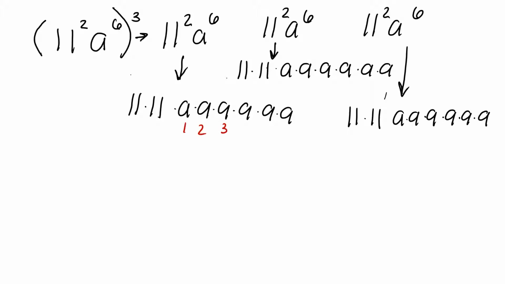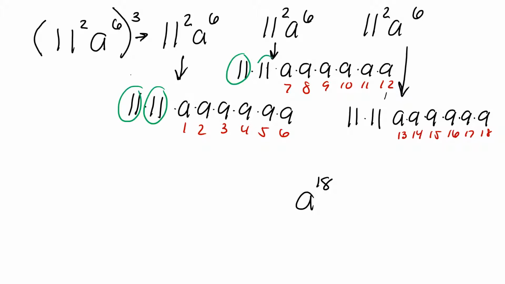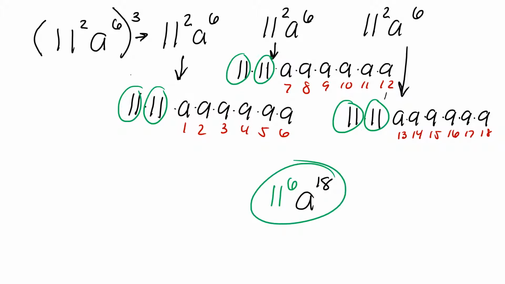We can count all of the a's. That's our base number. And we keep it the same, a to the 18th power. Then we can count up all of the 11s. 1, 2, 3, 4, 5, 6. 11 to the 6th power.